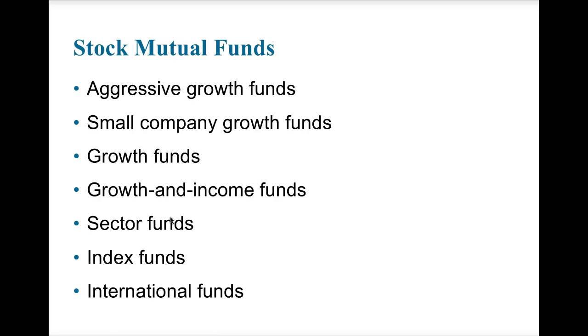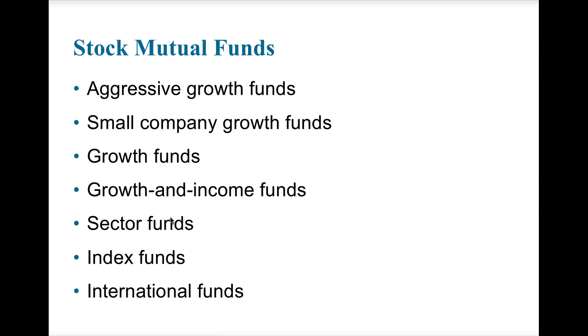Now, most of the mutual funds are stock mutual funds, and they could be broken down into these 7 categories, which would constitute just about all the funds. Aggressive growth funds. These are buying stocks that are hot, that are greatly increasing in revenues and in earnings, and they're growing fast. So these aggressive growth funds are going to seek out these really hot, fast-growing stocks.